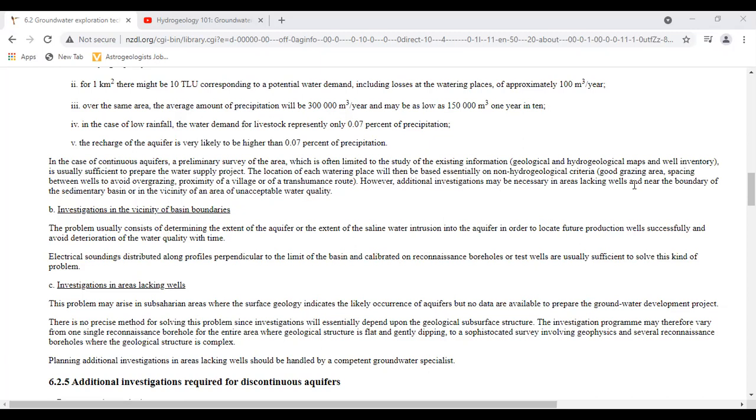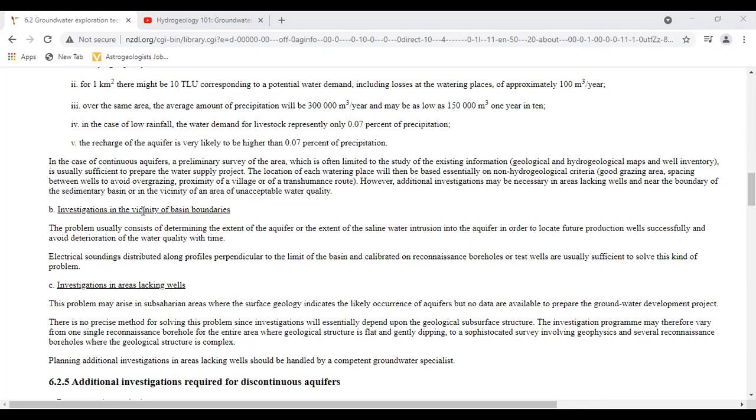Geological and hydrogeological maps and well inventory are usually sufficient to prepare the water supply project. The location of each watering place will then be based essentially on non-hydrogeological criteria: good grazing area, the spacing between wells to avoid overgrazing, and proximity of a village or a transhumance route.